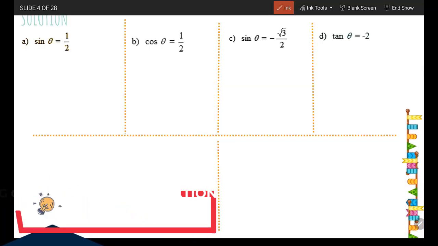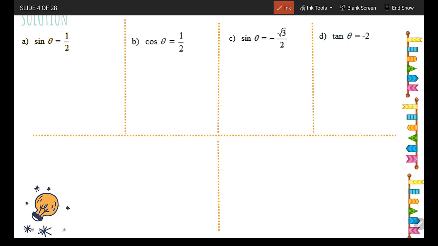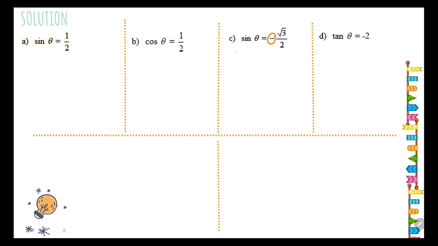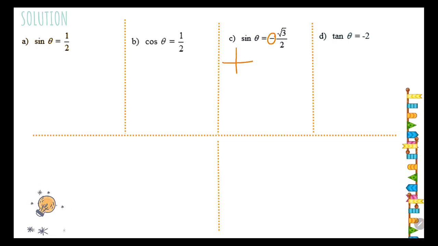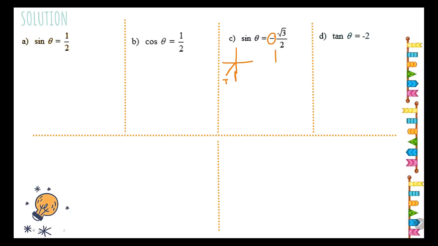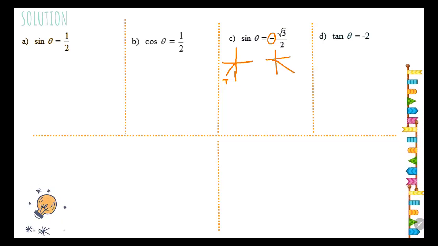Okay students, for example 16c, sin theta equals negative square root of 3 over 2. Now it's really important that we know this is a negative value. A negative value shows that theta does not fall on the first and the second quadrant. Because sine is negative, theta will fall on the third and the fourth quadrant.